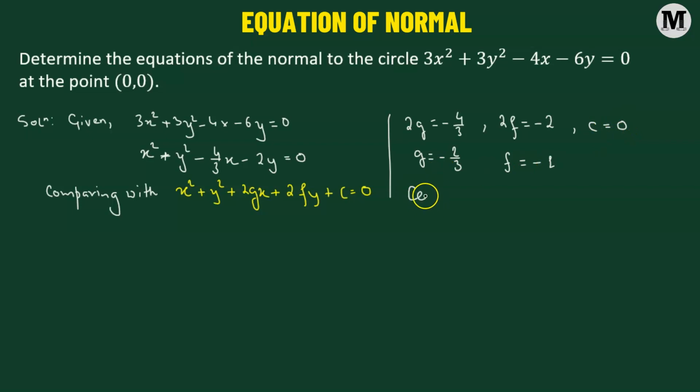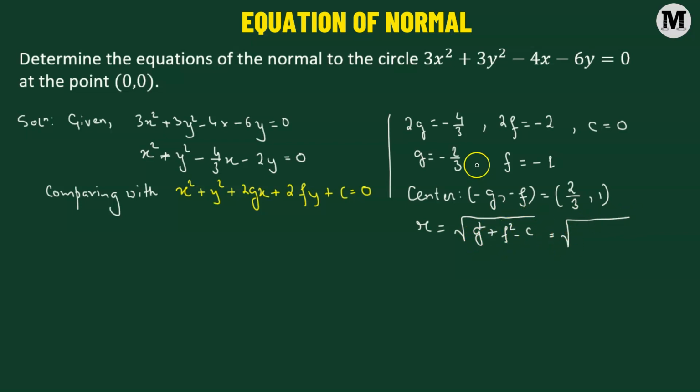Now the center of the circle has coordinates negative g comma negative f, which means our circle is centered at 2/3 comma 1. The radius of the circle is given by the square root of g squared plus f squared minus c. Squaring g gives us 4/9, added to squaring f gives 1, and c is 0, so we have the square root of 13/9. This is the radius of the circle.